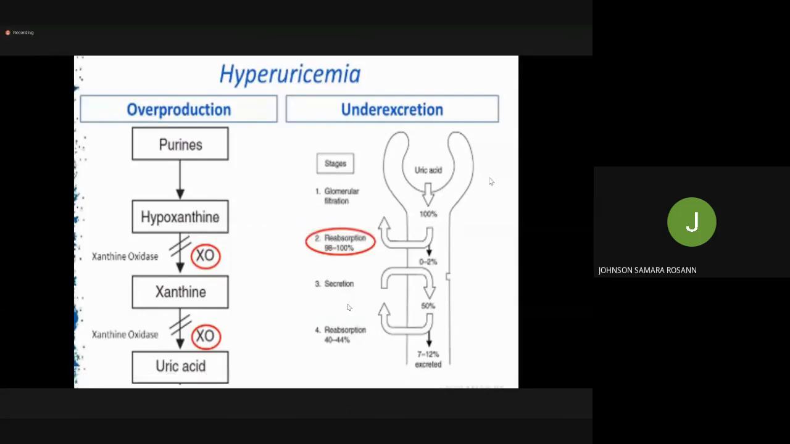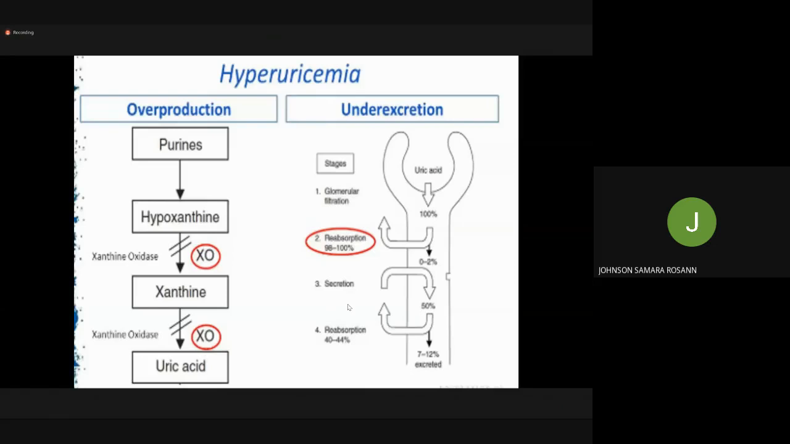But then you can have those patients who are not producing too much, they're just producing normal amounts, but they are under-excreting. So this uric acid usually will need to be filtered in the kidney, in the glomerulus. It undergoes glomerular filtration 100%. 98 to 100% is then reabsorbed and then needs to be secreted back into the tubule, and then there's further reabsorption, and eventually only about 7 to 12% is excreted. So there are patients who may not secrete as much, so they have under-excretion of the uric acid.